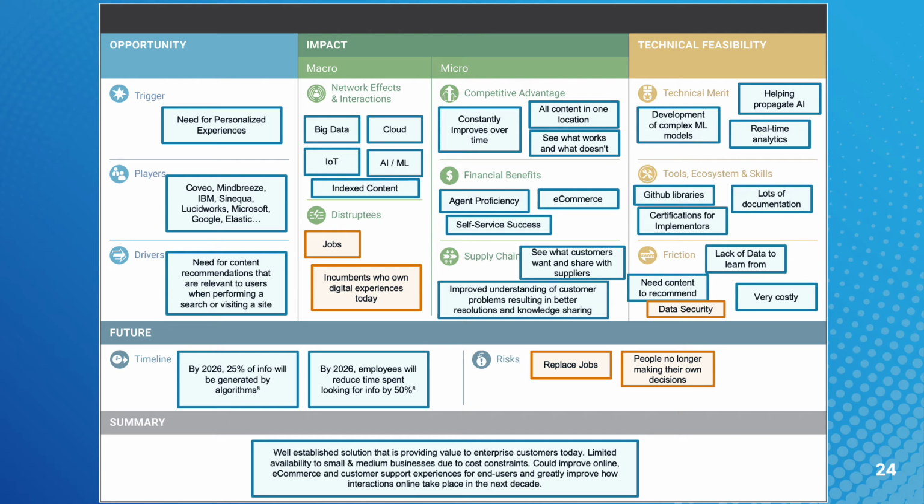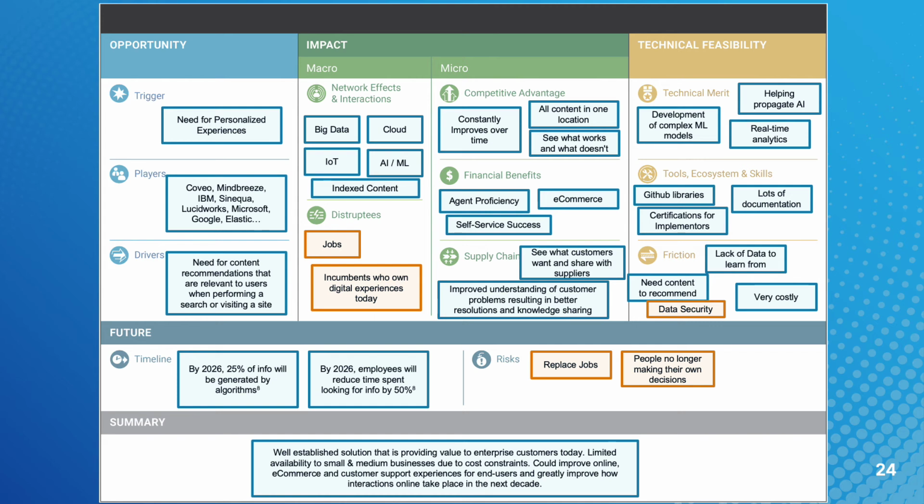The driver is the need for content recommendations that are relevant to users when performing a search or visiting a website. Next, we have the impact quadrant. At the macro level, we have big data, cloud, IoT, artificial intelligence or machine learning, and all the indexed content which work together to power insight engines. Disruptees include certain jobs and companies who used to own digital experiences.